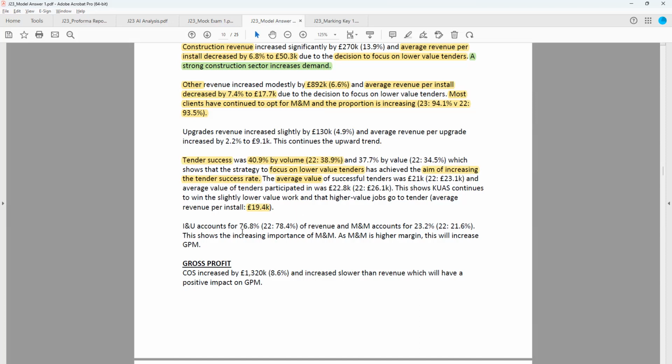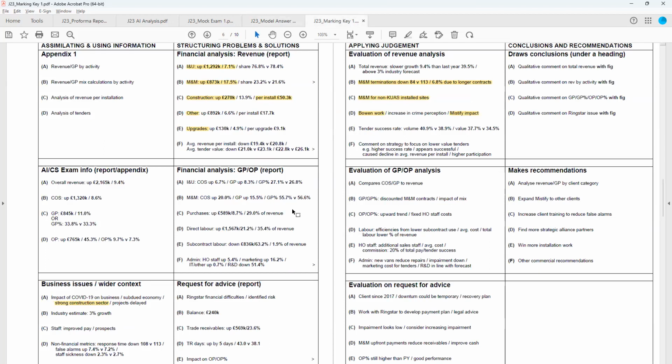And you could, if you've got time, look at mix as well. And as you've said, if you look at mix, then of course that shift towards M&M, because it's higher margin, will increase the gross profit margin, as we've discussed previously.